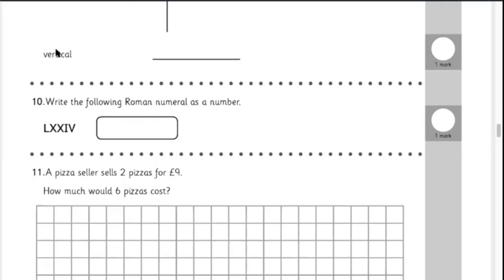Okay, so L means 50, X means 10, and IV means 4. So we've got 50, 10, 10, 4. 50, add 10, add 10, add 4 is 74. 74 is the correct answer.